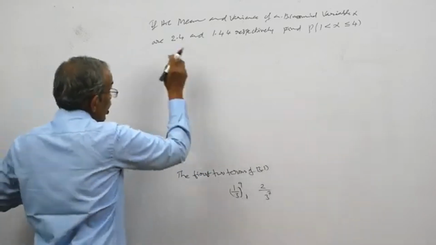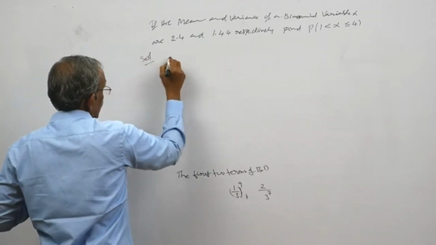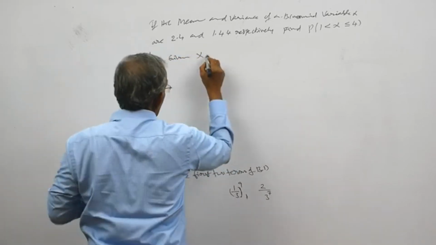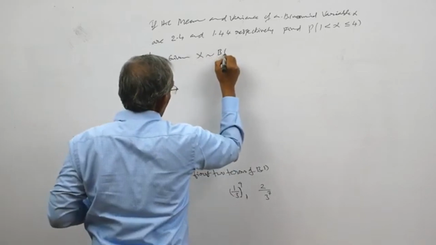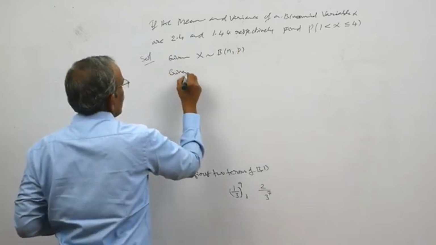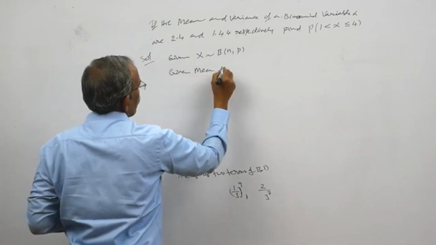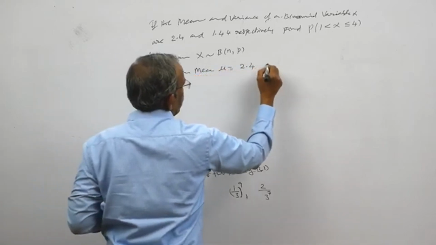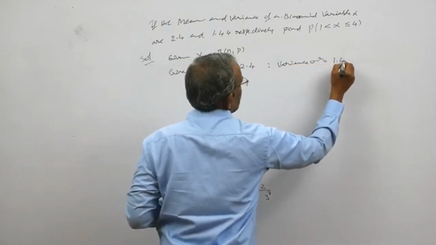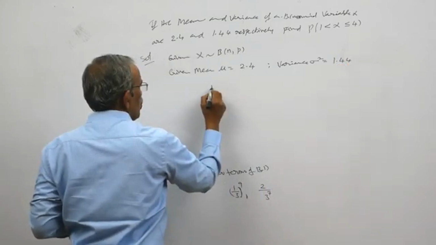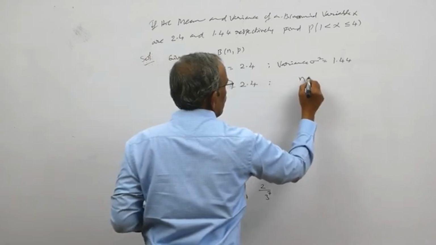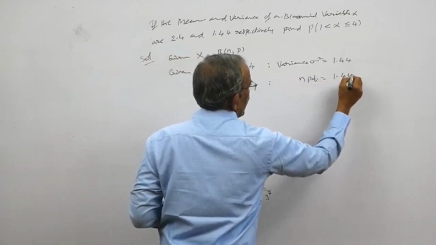Here it is given that x is a binomial variable with parameters n, p. Given mean mu is equal to 2.4, variance sigma square is equal to 1.44. Here mu is equal to np, so np is equal to 2.4, and variance npq is equal to 1.44.